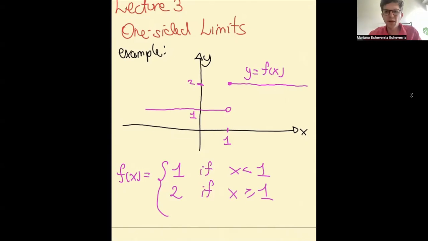Okay, so first of all, is this making sense? Like the definition of this function? I'm just checking if you had seen functions defined in this way before.